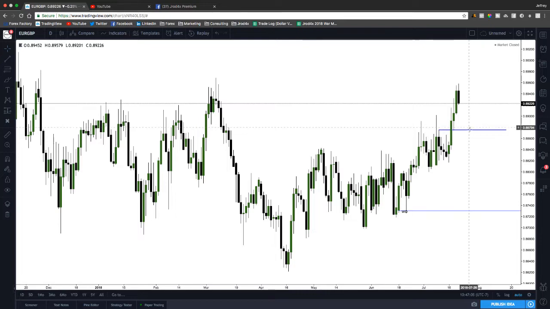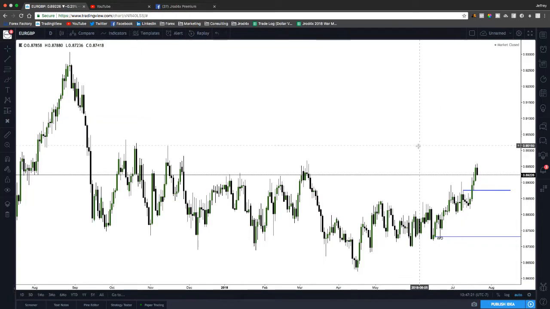If we do start breaking below this, then we can expect them to just either hold this in the range or start taking it lower, which at that point, we'd have to reevaluate our charts. But at this point in time, I think we are going to see continued strength in Euro GBP, which should lead to overall strength in Euro dollar.